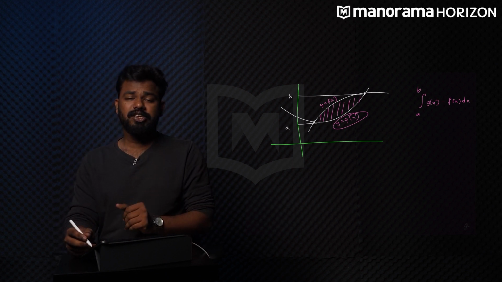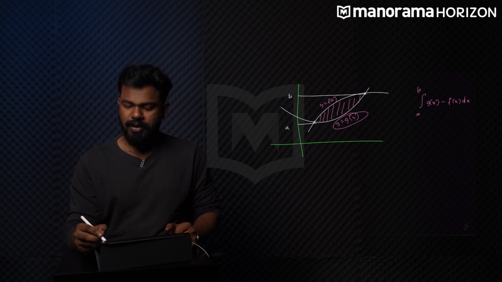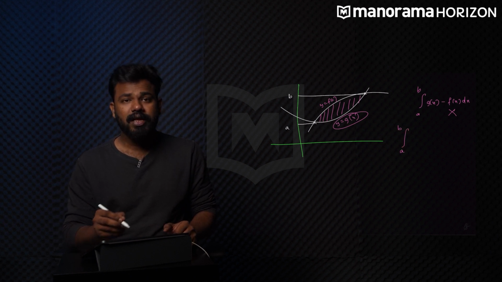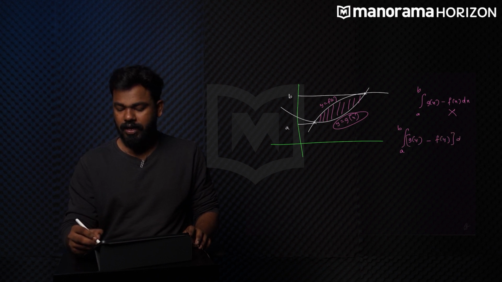It is not with respect to x. Here I'm taking with respect to y. So this cannot be the area. So what should be the area? Integral A to B, instead of g of x, you have to find it as g of y minus f of y dy.